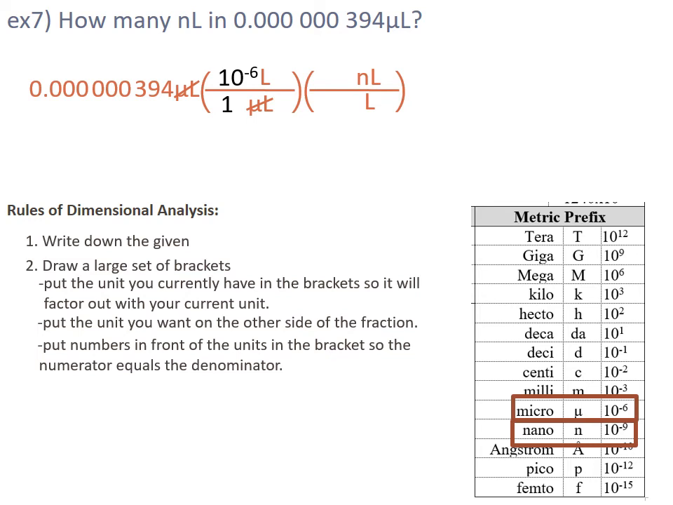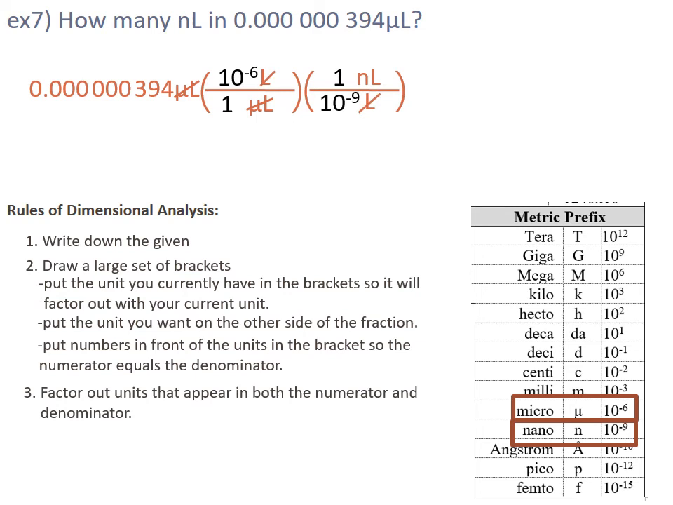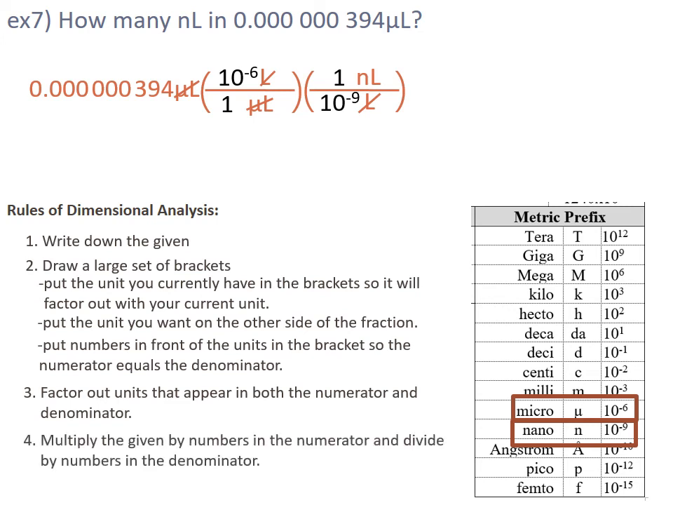I want top to equal bottom, and according to my metric prefix, 1 nanoliter equals 10 to the negative 9 liters. So I put those numbers in, so top equals bottom. I will then factor out my units, liters and liters factor out, and that will leave me with my desired unit of nanoliters. Run it through the calculator: 0.000000394 multiplied by 10 to the negative 6 divided by 1 multiplied by 1 divided by 10 to the negative 9. And then I write that answer with proper units, and that gives me 0.000394 nanoliters.